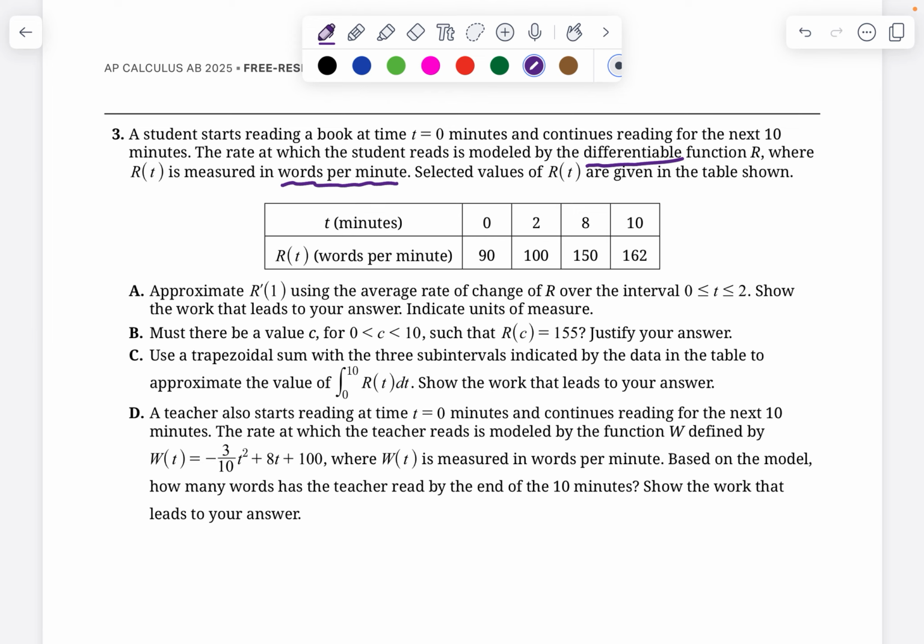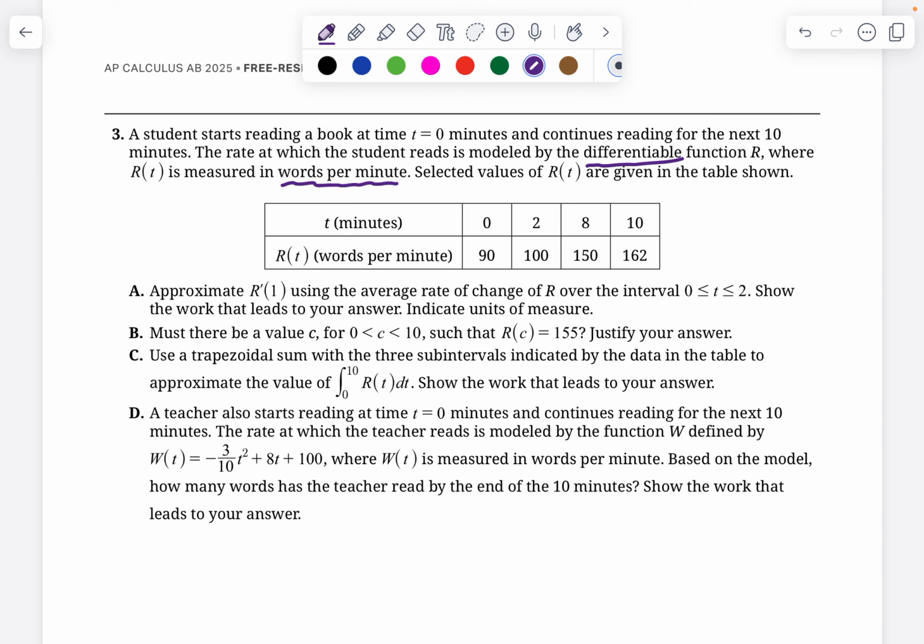Selected values of r of t are given in the table below. Approximate r prime at 1 using the average rate of change of r over the interval 0 to 2. Show the work that leads to your answer, indicate units of measure. Okay, so a lot of times they don't even say using the average rate of change. They'll just say approximate r prime at 1. And so when we look at the table there, we know that the approximation of the derivative would just be that average rate of change, right?